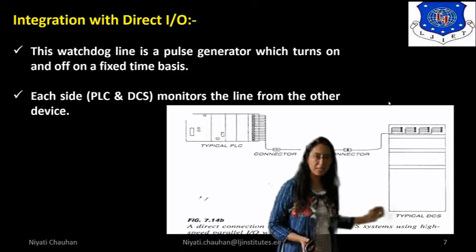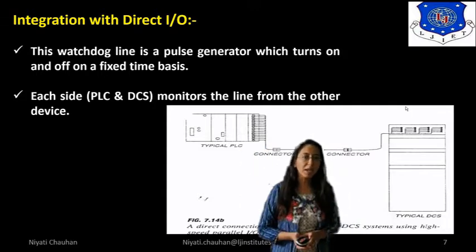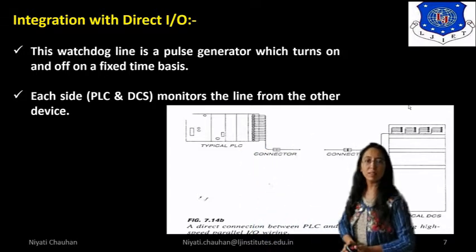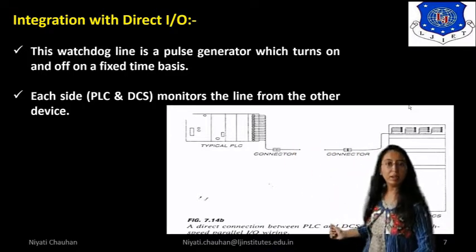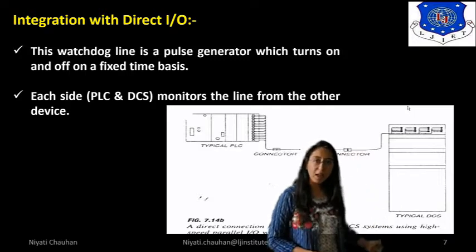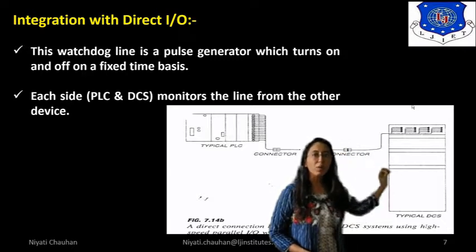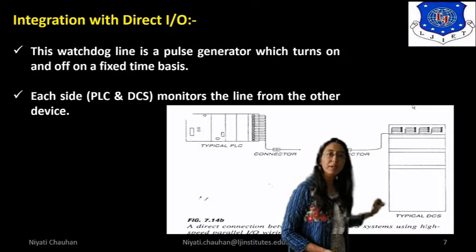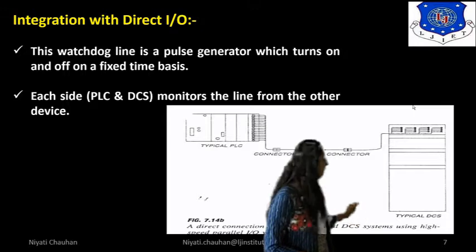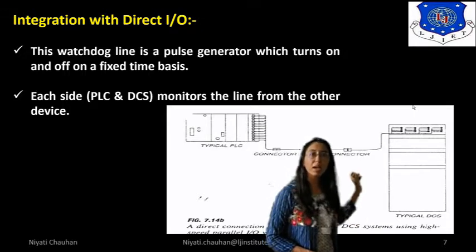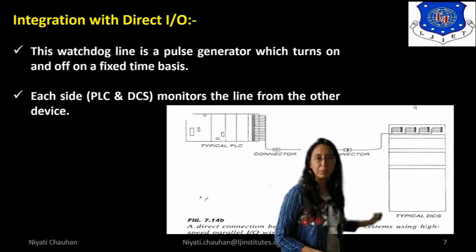Here you can see in this diagram, this is our PLC, and the PLC is connected with the DCS system. Through a connector we can connect the PLC and DCS. Here we have configured the input output of the PLC with the input output of the DCS. So how to integrate? Between the DCS and PLC we have to connect a connector, and through the connector we can connect the input outputs.